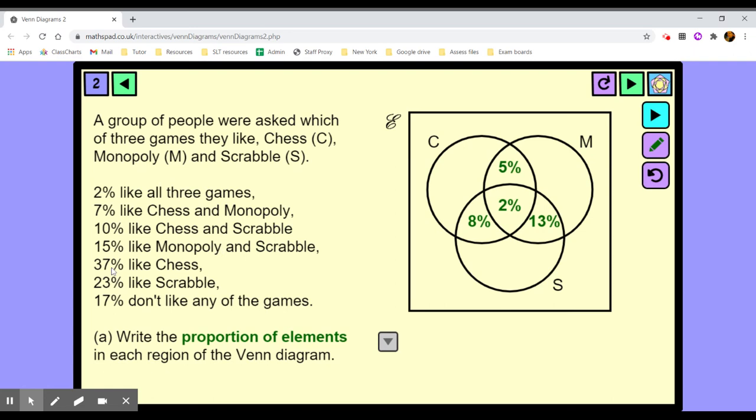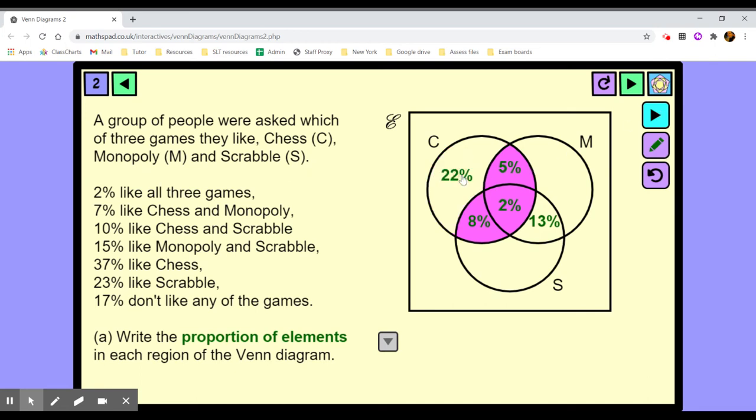Okay, our next bit of information is 37% like chess. So all of this section is the chess section. That needs to be a total of 37%. Well, I know my 8 add my 2 add my 5 is already going to give me 15%. If I take that away from the 37, I will end up with 22% going in that section.